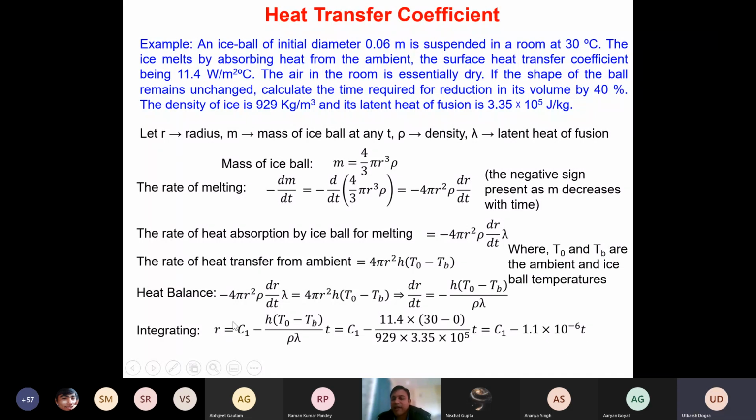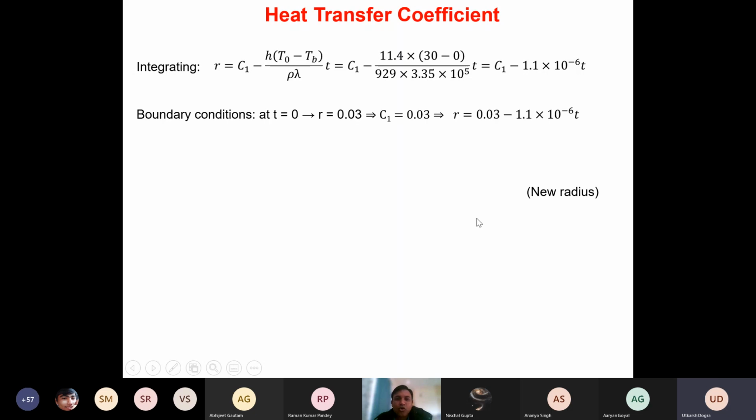So now I can apply a boundary condition: when R equals R naught at t equals 0. Do you all agree? Yes, sir. So at t equals 0, R equals R naught, and R naught is the initial radius, 0.03 meter. If I put it in this equation, we get C1 equals 0.03. So we get the generalized equation R equals 0.03 minus 1.1 times 10 raised to power minus 6 t. This is a generalized equation for how my radius is going to change with respect to time.